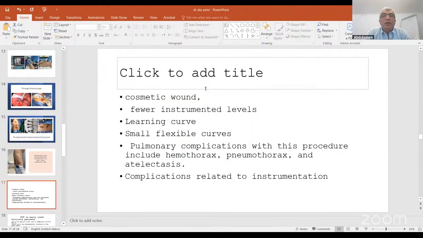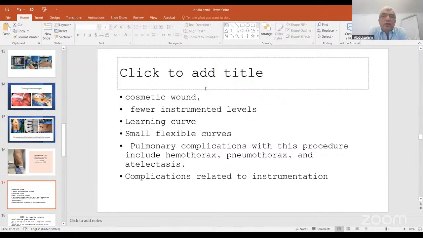So it's a cosmetic wound, fewer instrumented levels. It should have a learning curve. Actually, in the literature, they are saying that you can be competent after doing at least 11 cases. Small flexible curves, it must be 50% flexibility, otherwise it will not work, and you don't need to do the big curves. Pulmonary complications with this procedure include hemothorax, pneumothorax, and atelectasis.